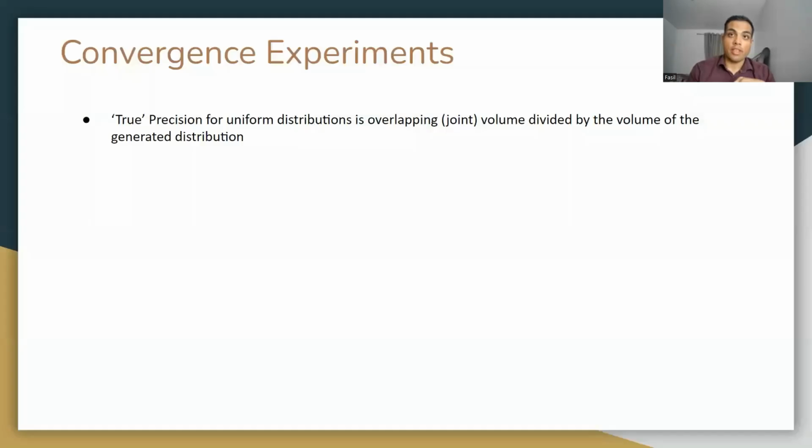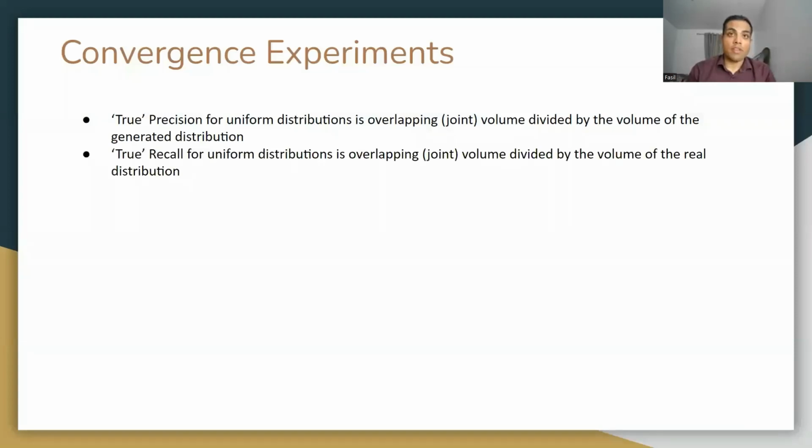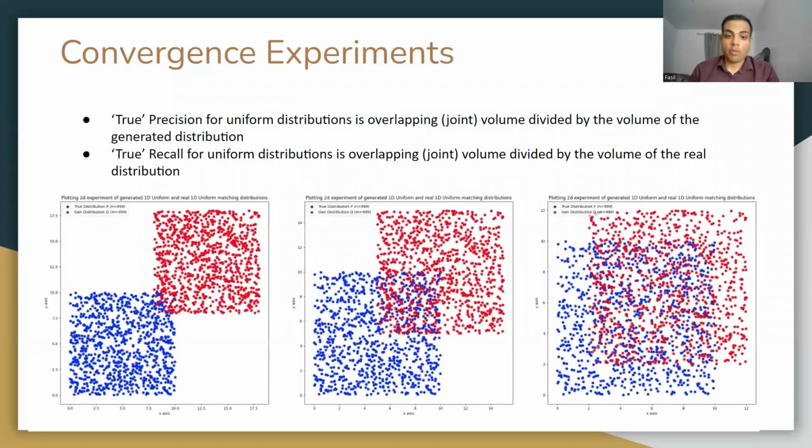We have another set of experiments where we use a simple setting to have true values of precision recall. In this case, we define true precision as the overlapping volume, the joint support between both distributions, divided by the volume of the generated distribution. Since they're uniform, probability mass and volume are proportional, and we define the same thing for true recall, obviously with the definition altered. And below, you can see the figures. Over here, we show that these are uniform distributions, and we alter the true precision recall by altering the overlap in this case.